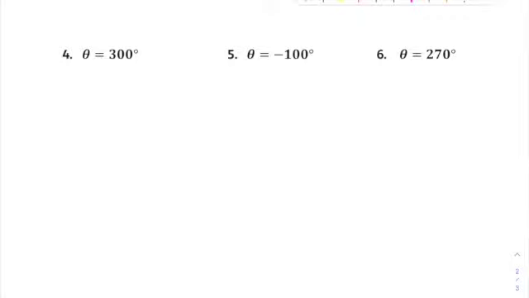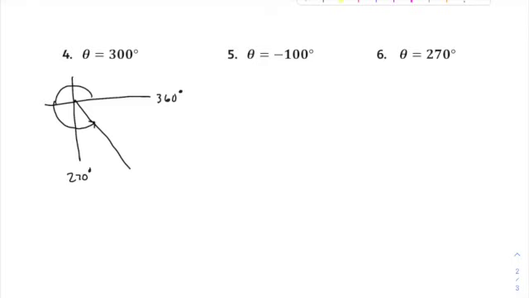Example 4 here, 300 degrees. We're bigger than 270, but less than 360. So we are in quadrant 4, right? This is 270, and this is going 360 degrees, which would put you one complete revolution. So 300 degrees is going to be about there.